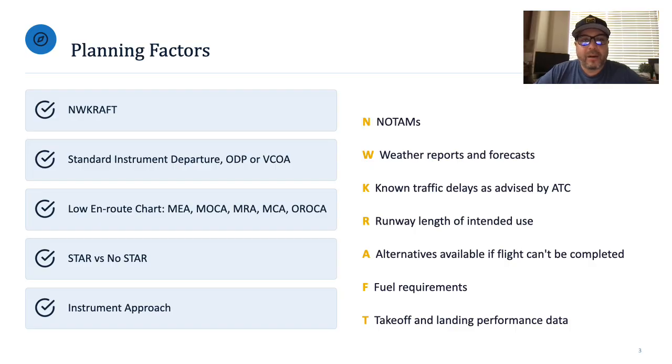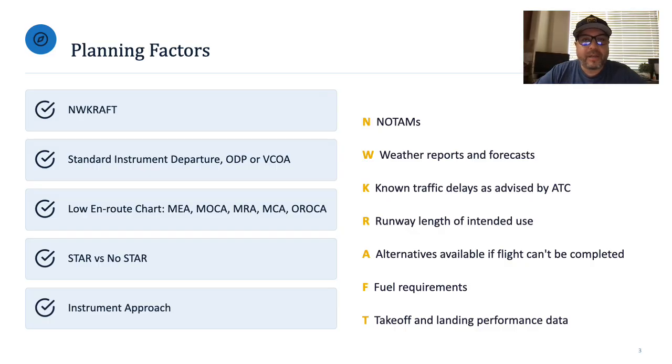So we're going to be looking at our MEAs, our MOCAs, our minimum reception altitudes, minimum crossing altitudes, and our AROCAs. If we're ever routed off route, we need to know what altitude we need to be at when we're off our route. We're going to view any STARs versus no STAR.